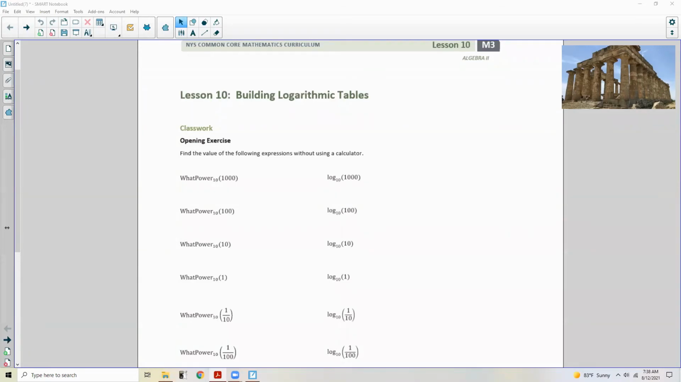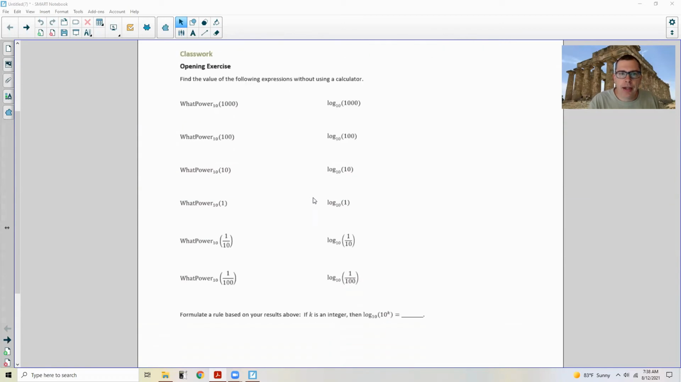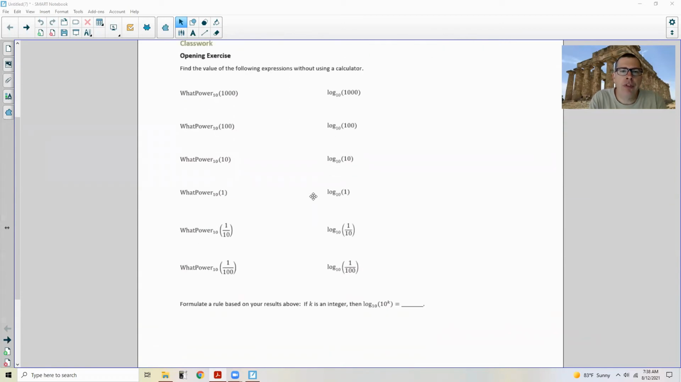Okay, Lesson 10, Building Logarithmic Tables. Classwork opening exercise. It says to find the value of the following expressions without using a calculator. Pause the video, see if you can do this, and then come back and we'll take a look. Okay, so here we go.